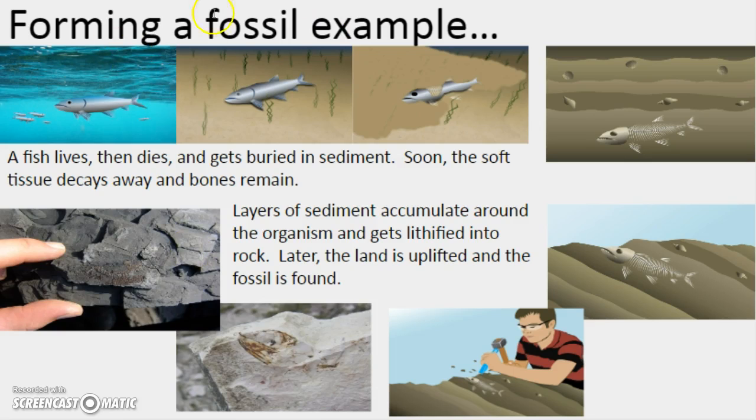So here's a picture of forming a fossil. A fish lives and then dies. It gets buried in sediment. Soon the soft tissue decays and the bone remains. Layers of sediment then accumulate around the organism as it gets lithified into rock. And then later the land is uplifted, where we go and seek it out and we find it. And this is kind of what we see here. Here's a little bit of a fossil, a little bit of an impression.